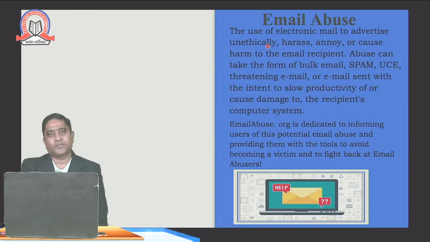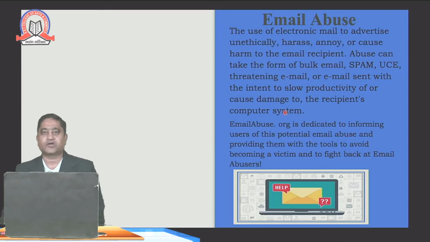Email abuse is also one of the well-known offences. It is the use of electronic mail to advertise unethically, harass, annoy or cause harm to the email recipients. Abuse can take the form of bulk email, spam, UCE, threatening emails, or email sent with the intent to slow productivity or cause damage to the recipient or the computer system.